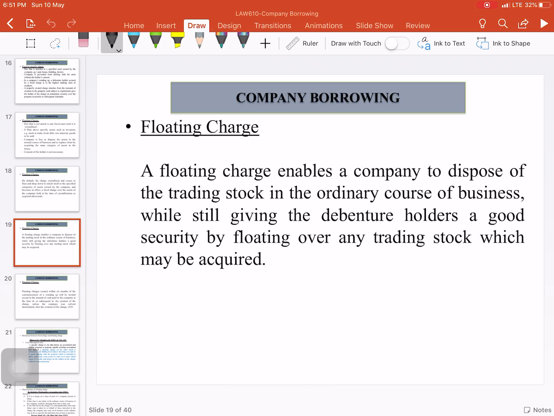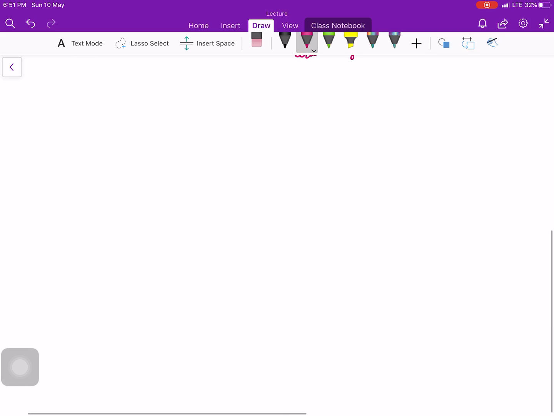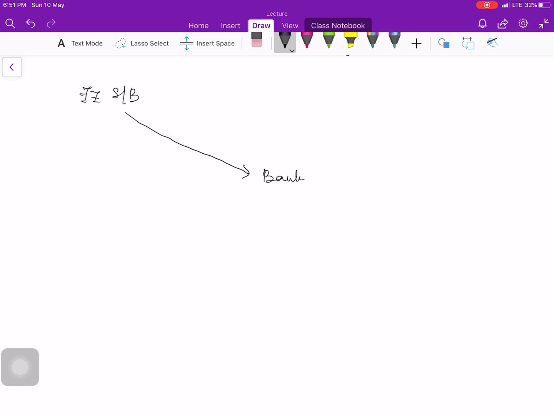Now, I'm not so sure whether you can see what it really means, so let me show it to you. How does a floating charge work? We go back to our ZZ company just now. ZZ Sdn Berhad borrowed some money from the bank, and to guarantee their payment, they actually charged their book debts.